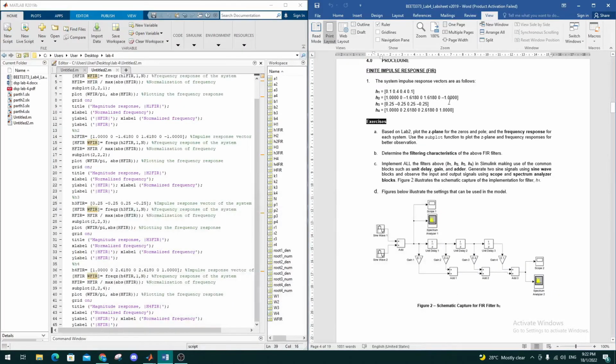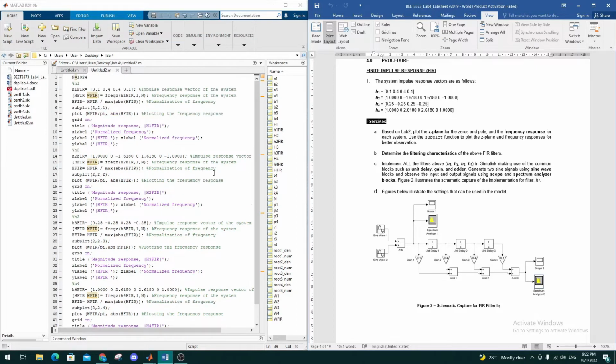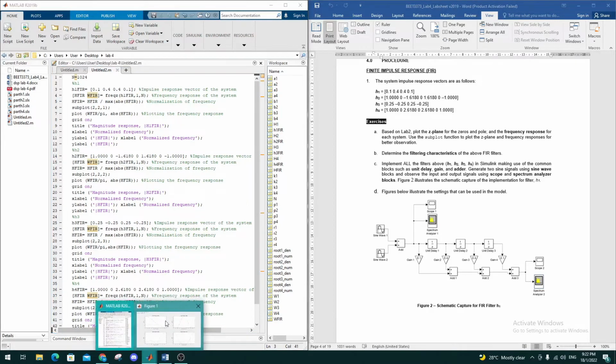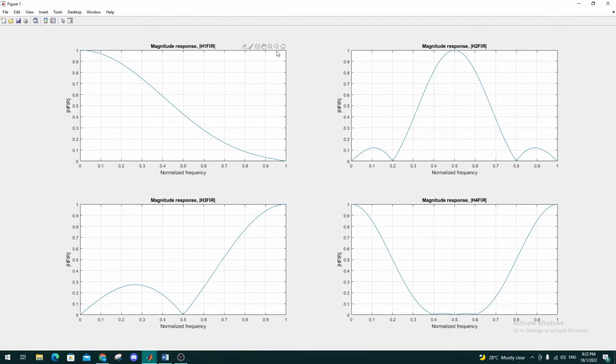Let's move on to the next question, which is frequency response. On the question, they ask for the frequency response for each system. So this is the coding, and we run it to see the result. Okay, this is the graph for H1, H2, H3, H4. We can see it is almost the same as the first one.